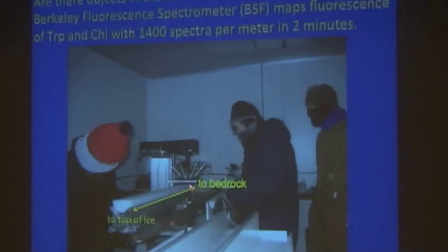So we have these collectors that have different filters that look at different parts of the spectrum. So chlorophyll is our favorite. Then you have tryptophan amino acids, which are characteristic of life in general. Then we can say something about volcanoes, and that's about it.